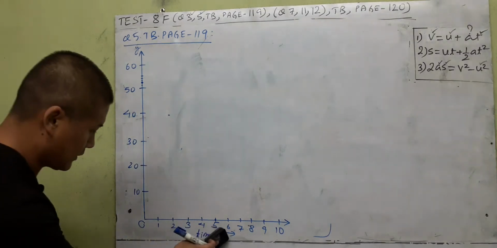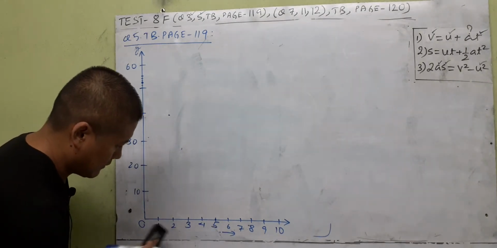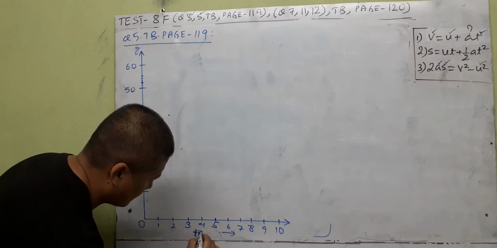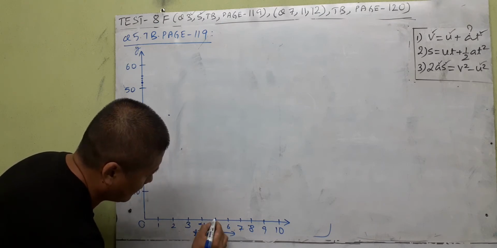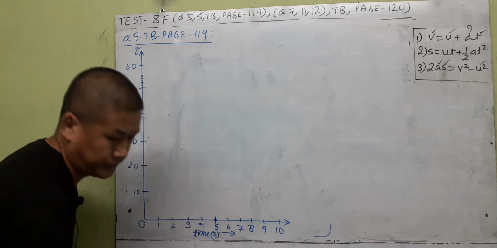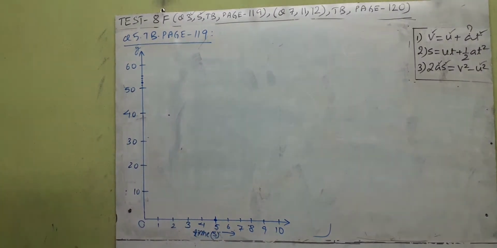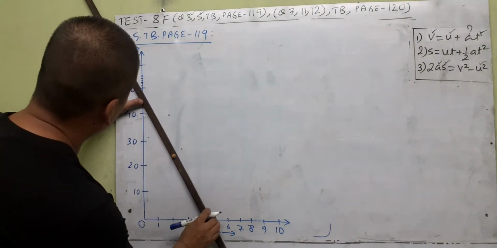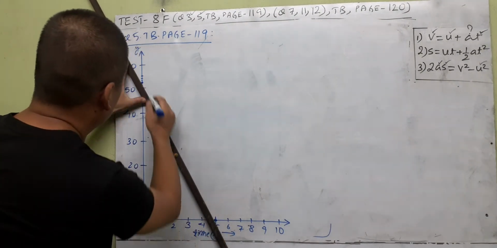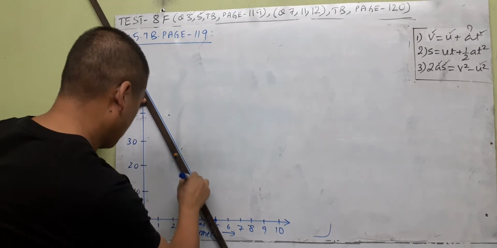So time in seconds. I'll do slowly. Time in seconds. This is 5, okay? The time taken for the first car to come to stoppage. So join those two lines with your scale pencil. From 52, come to 5 seconds. It took 5 seconds to stop.